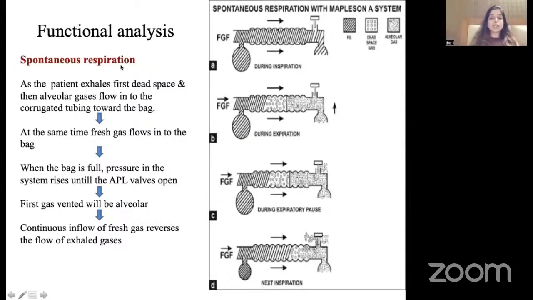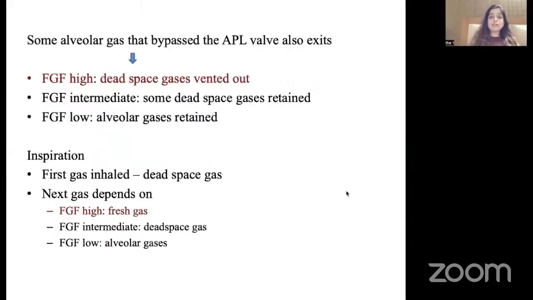First, we'll discuss spontaneous respiration. What happens during expiration is, first the dead space gases and then the alveolar gases flow into the corrugated tubing towards the bag, and at the same time fresh gas flow is flowing into the bag. When the bag is full, pressure increases, the APL valve opens, and the first gas vented out will be the alveolar gases.